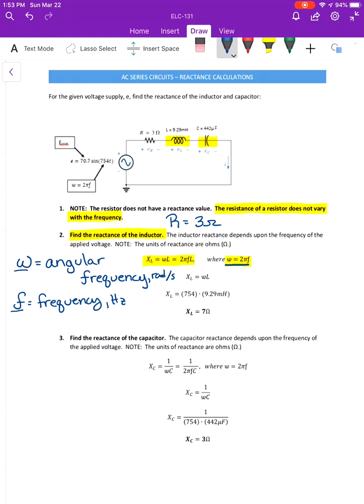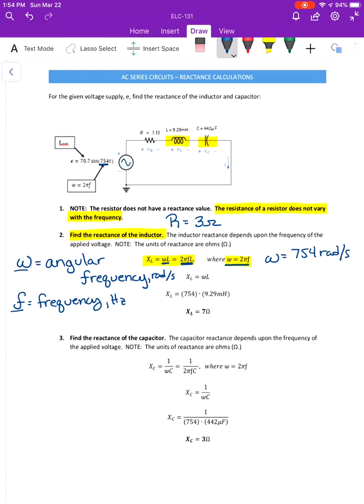So if you're given the angular frequency, omega, which we are here, the 754 radians per second that comes straight out of our sinusoidal equation, then we would use the omega times L equation to find the reactance. If we had the frequency in hertz, we would use 2 pi f times L. They're both the same equation.